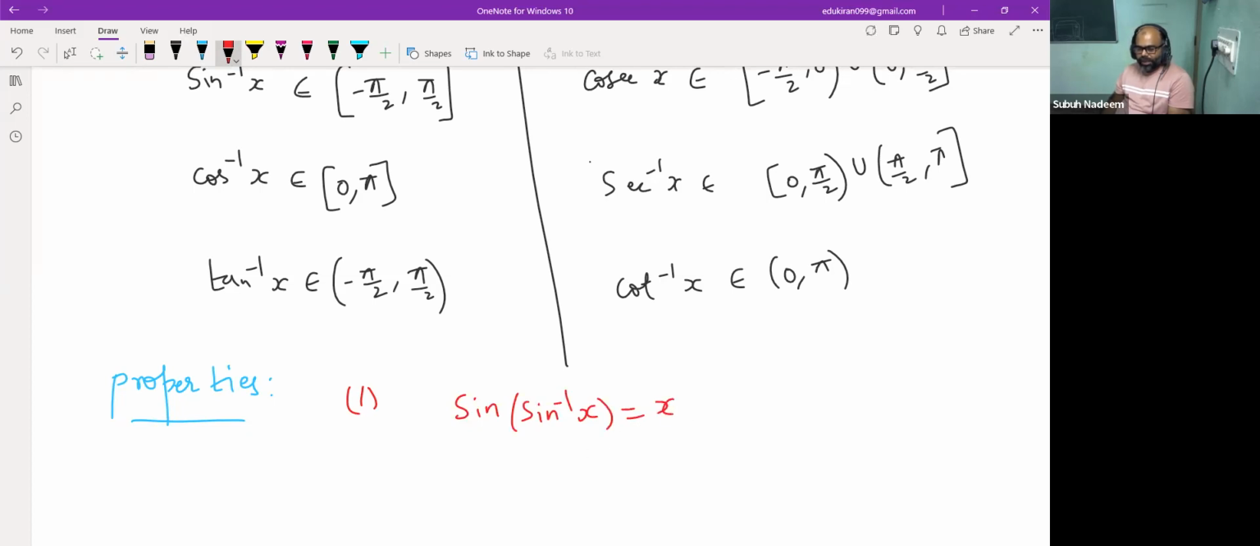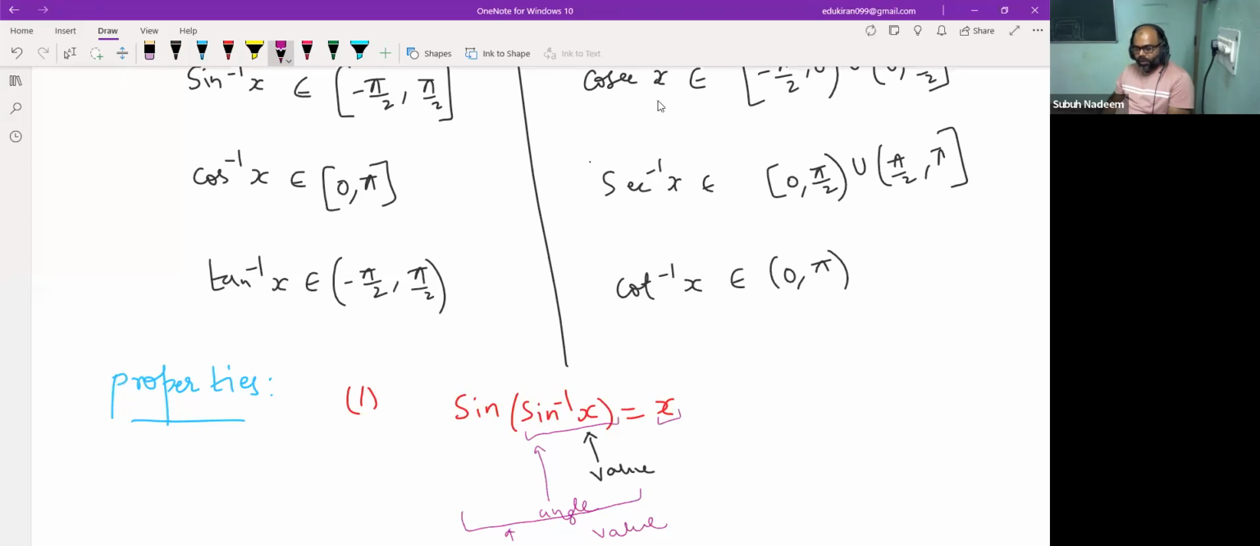What is happening is that x is a value, and when sine inverse is applied to this value, it gives an angle. So you have to understand that x is a value between -1 and 1. And when you apply sine inverse x, this total will give you an angle. And when you apply sine to this angle, you will again get a value. So the same value will come.